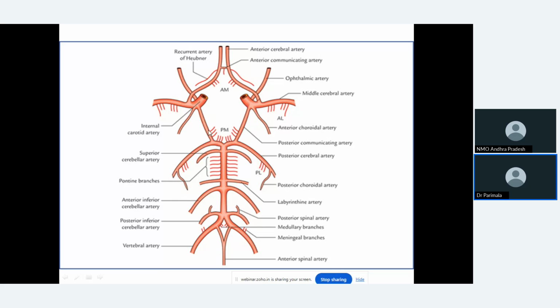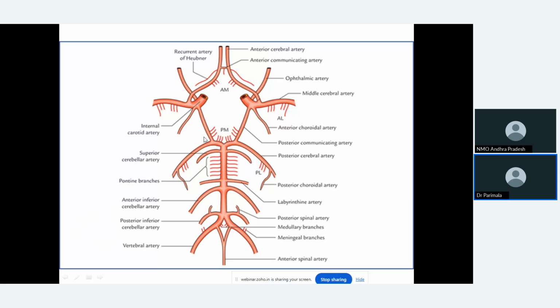Posterolaterally having posterior communicating artery. Posteriorly having posterior cerebral artery. Okay, these are the boundaries. You can call it boundaries or description of circle of Willis. So I have described the circle of Willis formation, then description, formation and description of circle of Willis.